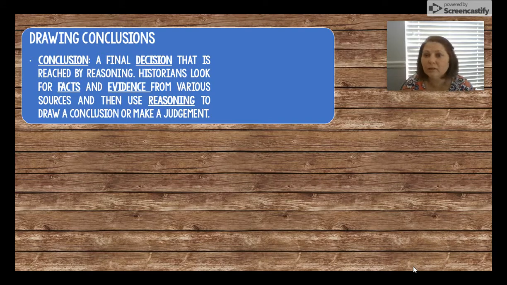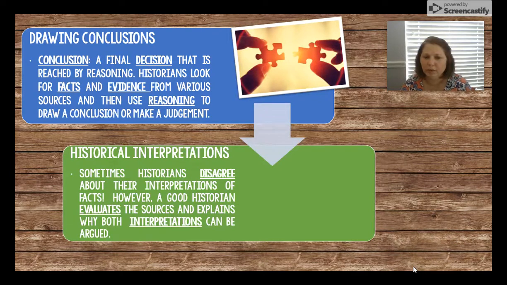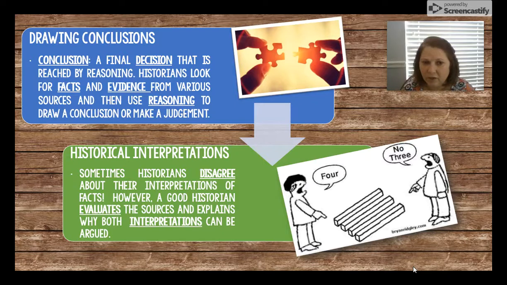Now, say you really liked this general. It may be that he was not a good general at all. You just liked his personality. And that's okay. You just have to be aware when you're drawing your conclusion that you just really like him, even though he wasn't the best. So that's called a historical interpretation. So we're looking at historical interpretations. Sometimes historians disagree about their interpretations of these facts. And a good historian will evaluate all the sources, and you can explain both sides as to what is good and what is bad, or what is right and what is wrong, or how this could be interpreted or how it's not interpreted. And so you can see both sides.